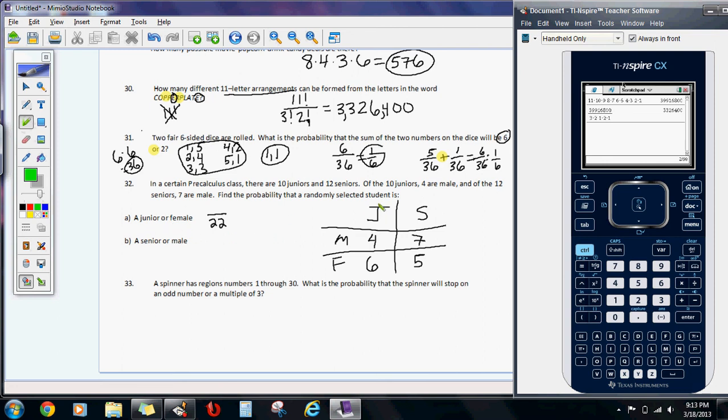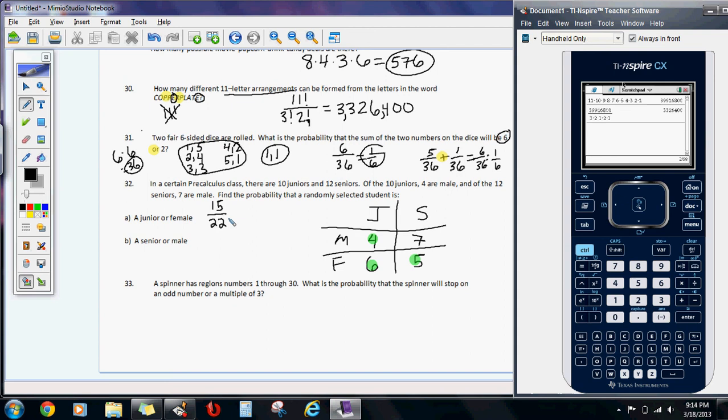Well, a junior. Okay, these juniors here are successes. You know, for part A here, junior is definitely a success, or a female. So these people would also be raising their hands. So if we just counted all of them, we would say 4 plus 6 is 10, plus the 5. We're going to have 15 out of 22 that are saying they're a junior or a female.